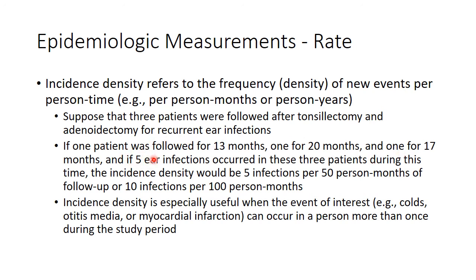And they had 5 ear infections that occurred in these 3 patients during the time period. Basically, that incidence density would be 5 infections per 50 person months of follow-up, right? Or you could say 10 infections per 100 person months, right? Because basically, if you add these up, you'd get 50 months total, 5 infections per that 50 months. Again, this is going to be useful for things that happen more than once during a study period.